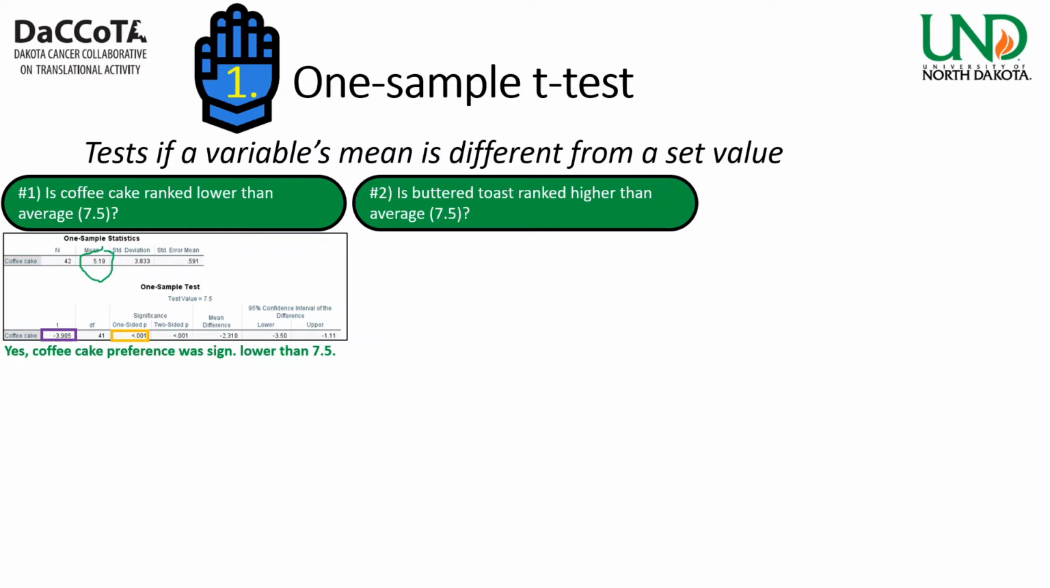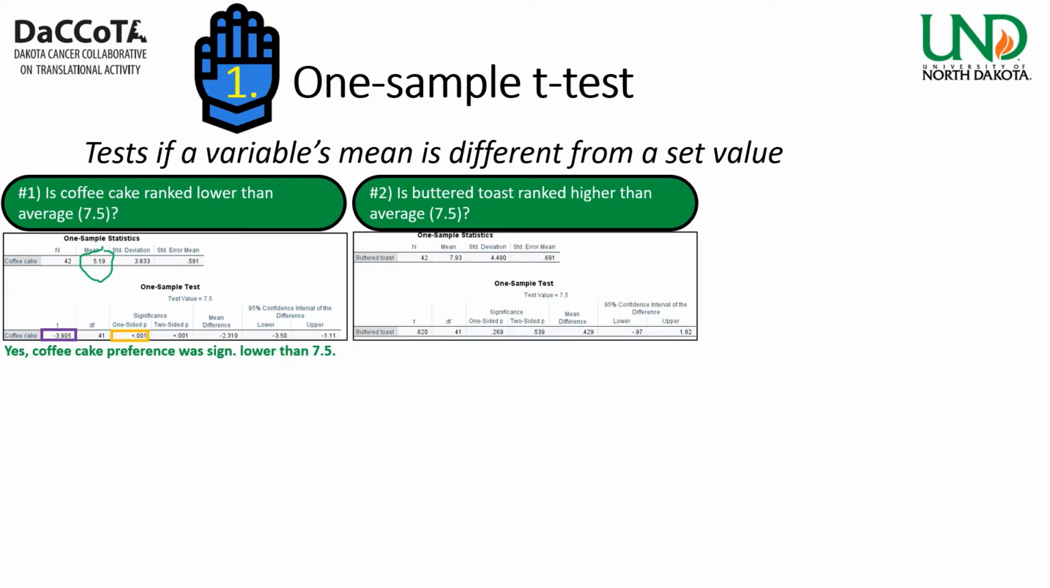Okay, and the same data set of breakfast, is butter toast ranked higher than average? So we'll do the same thing. Its mean is 7.93. It's higher, but is it significant? Well, the t-value is pretty low here, and no, in fact, it is not significantly higher than 7.5.